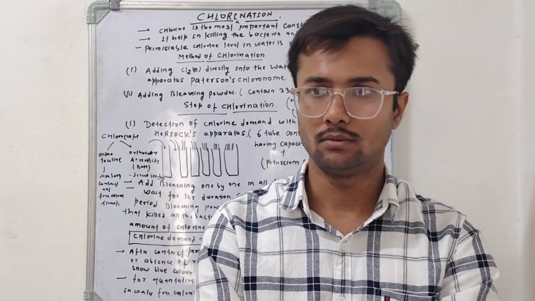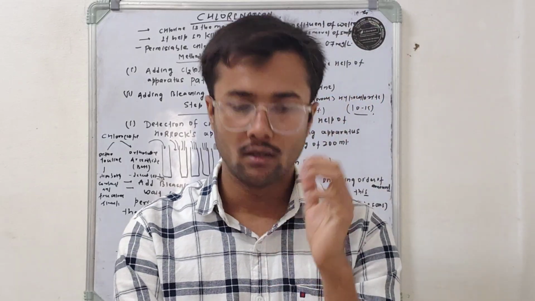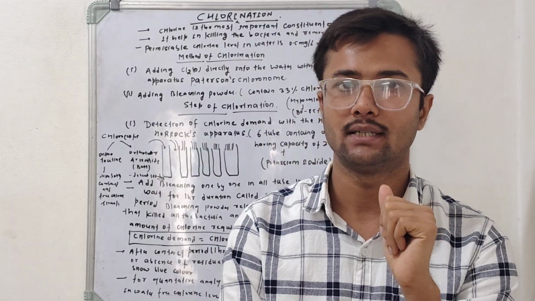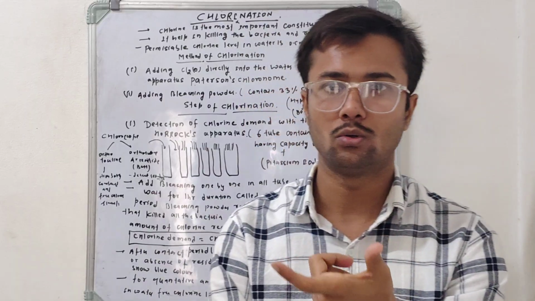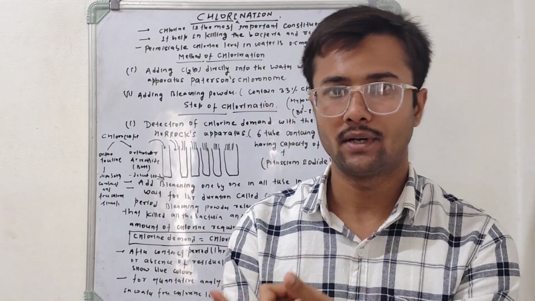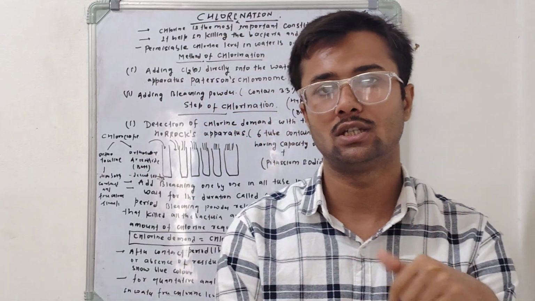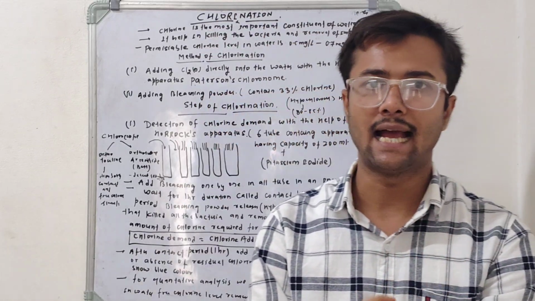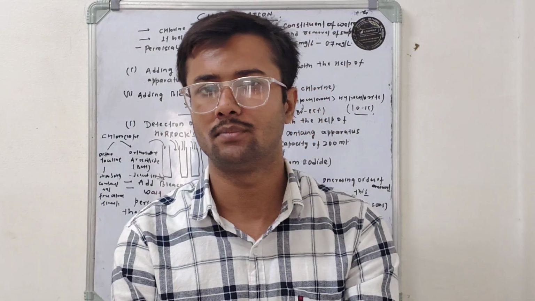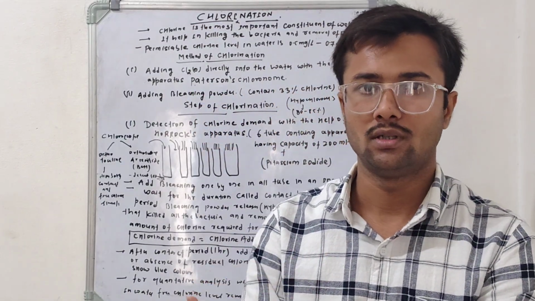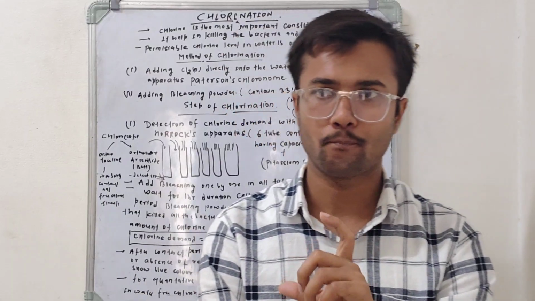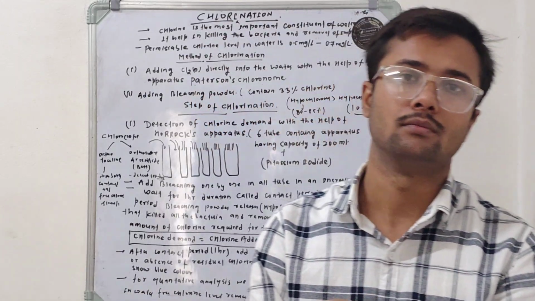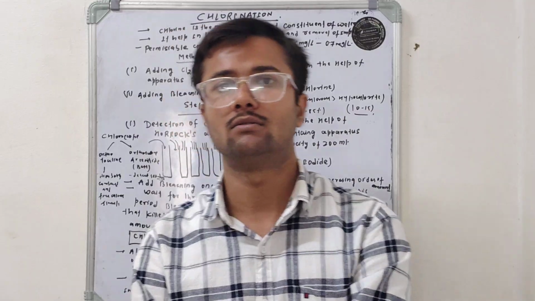Now the question arises: what are the methods and steps of chlorination? There are two methods of chlorination. One is adding chlorine gas directly into the water with the help of an apparatus called the Patterson chloronome, which is used in developed countries. In India and most developing countries, we add bleaching powder, which contains almost 33% chlorine. These are the two methods by which we can make water free from pathogens.